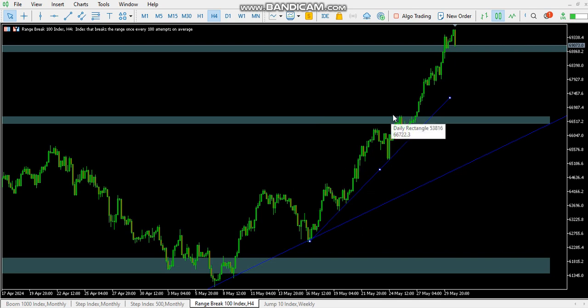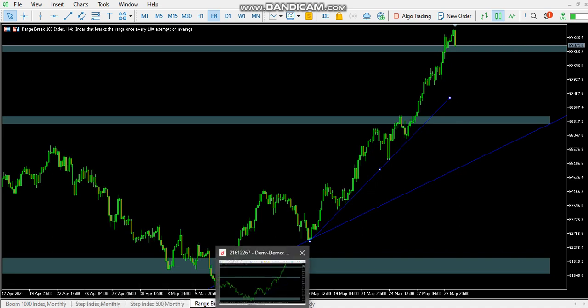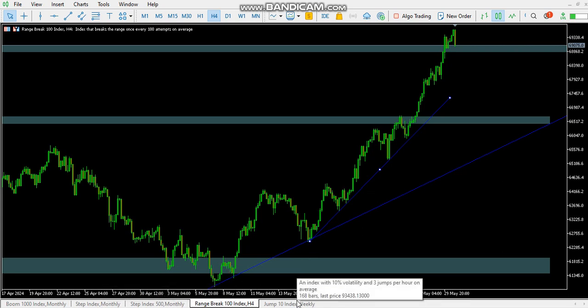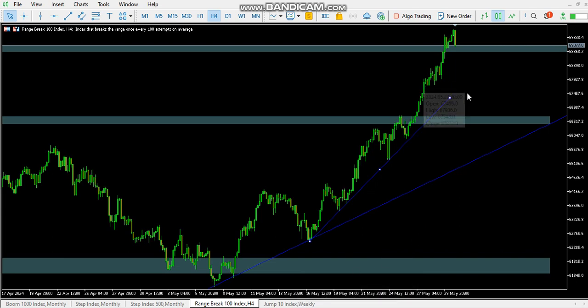So in subsequent videos, I'll be taking you through my setup and how I'm going to enter some instruments. These are the instruments that I trade or that I focus mainly on. We have the Boom 1000, the Step Index 500, Range Break 100, and Jump. So these are the ones that I will mainly be analyzing on this channel.